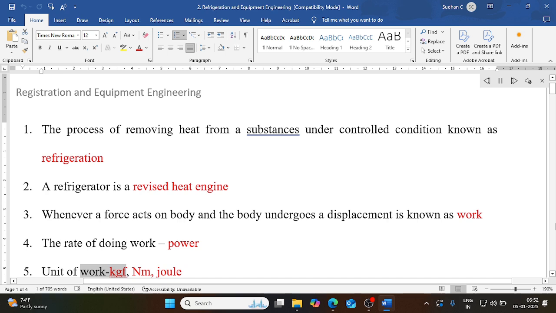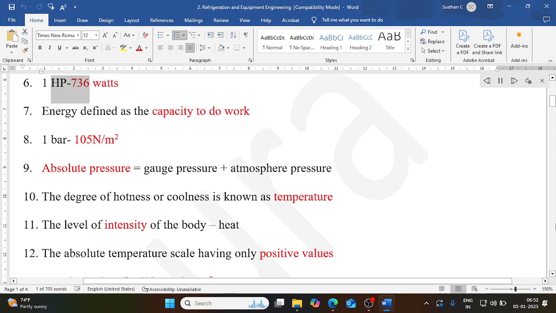Units of work: kgf-m, N-m, joule. 1 HP equals 736 watts. Energy is defined as the capacity to do work. 1 bar equals 10^5 N/m². Absolute pressure equals gauge pressure plus atmospheric pressure.